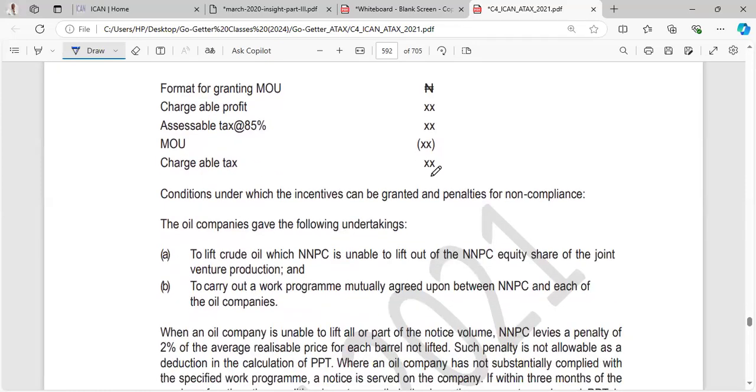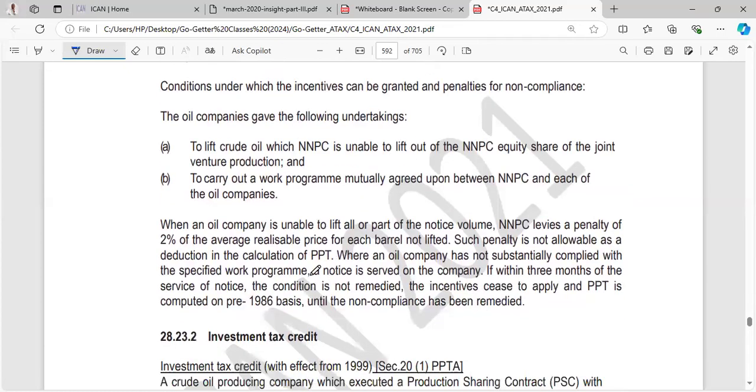Now look at the conditions under which the incentives can be granted, penalties for non-compliance. That's one: the company gave the following undertaking to lift crude oil which NNPC is unable to lift out of NNPC's equity share of the joint venture, and to carry out a work program mutually agreed between NNPC and each of the oil companies.